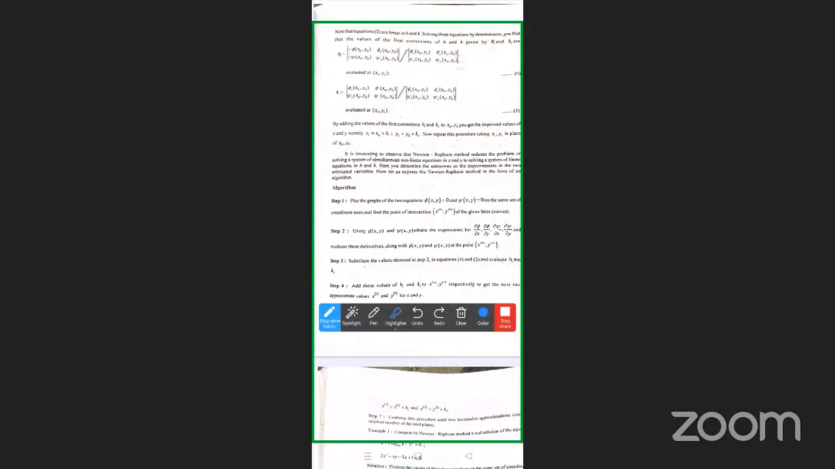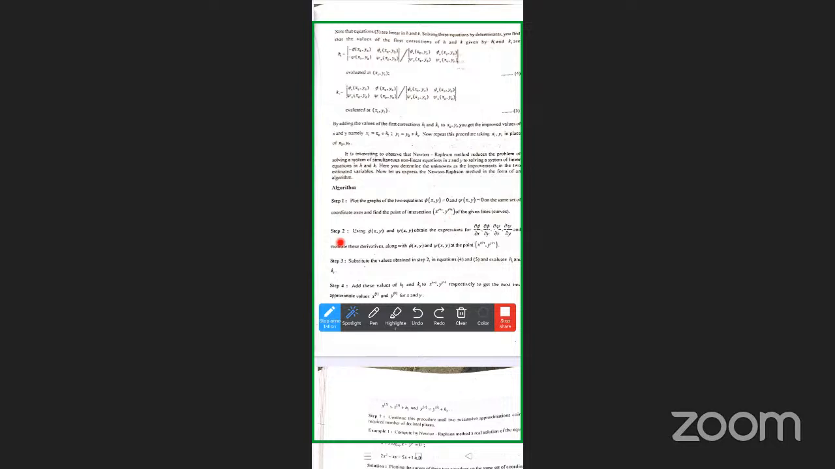So these are the h and k formulas. Next, the steps to solve by the Newton-Raphson method. First step: we are given two equations. The first equation is phi of x comma y is equal to 0. The second equation is psi of x comma y is equal to 0. And the zeroth iterative values x0, y0 are also given.